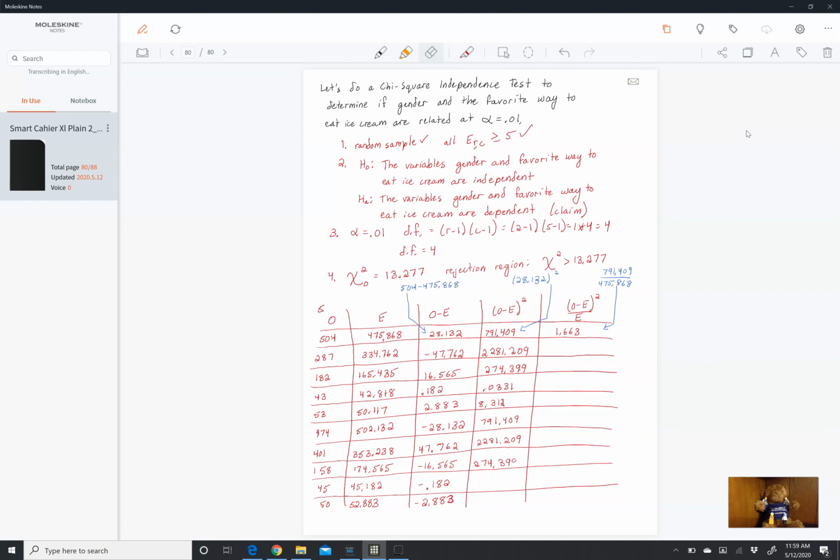Again, we're doing negative 16.56 squared. It turns positive. Okay, now we're doing that 2281.209 and we're putting it over this 334.762. So we're taking the fourth column and we're putting it over the second column. Okay, and we get 6.814, 1.659.